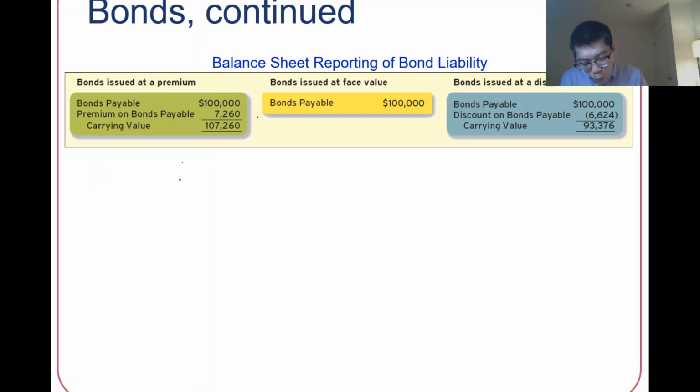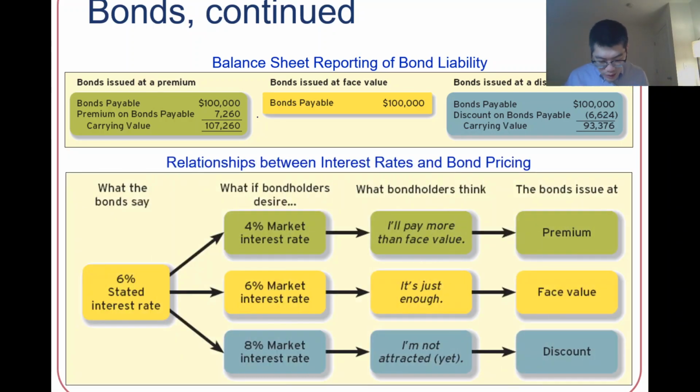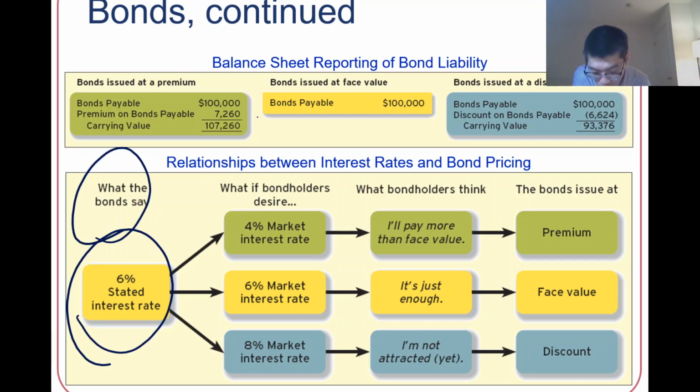So what is the reason that bonds could be issued at a premium, at face value, or at a discount? Let's look at this chart. This is the relation between interest rates and bond pricing. For example, if you're issuing a bond, this is the interest rate you are offering to potential investors on the market. That is 6%. No matter whether my company has earnings or is losing money, I'm going to guarantee to pay you 6% based on your ownership of the bonds.